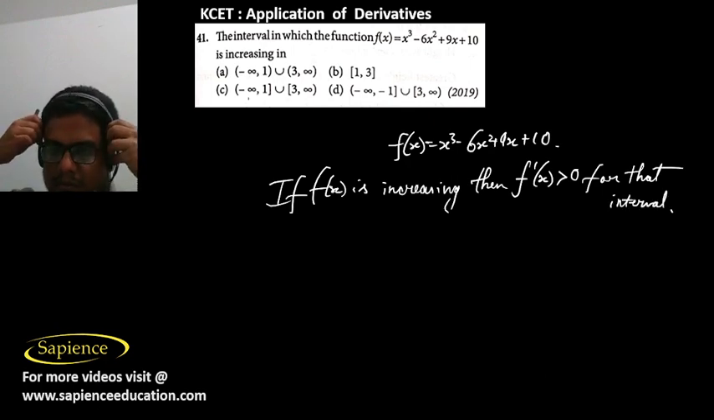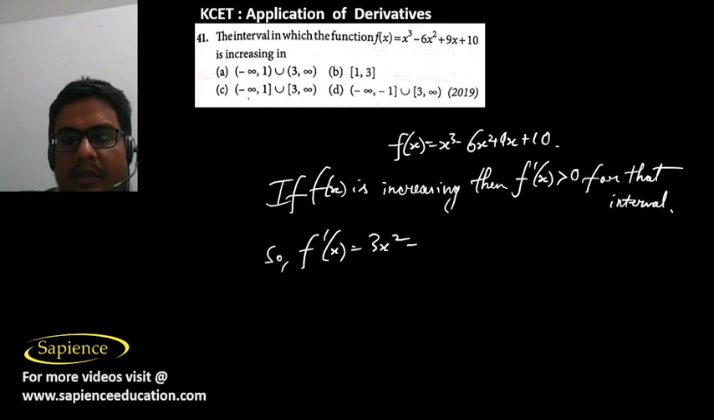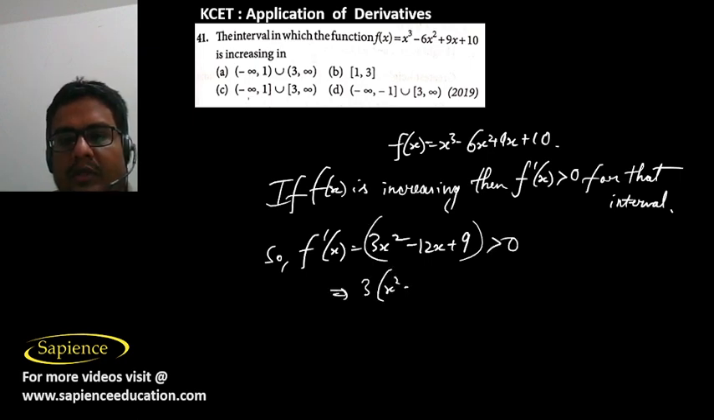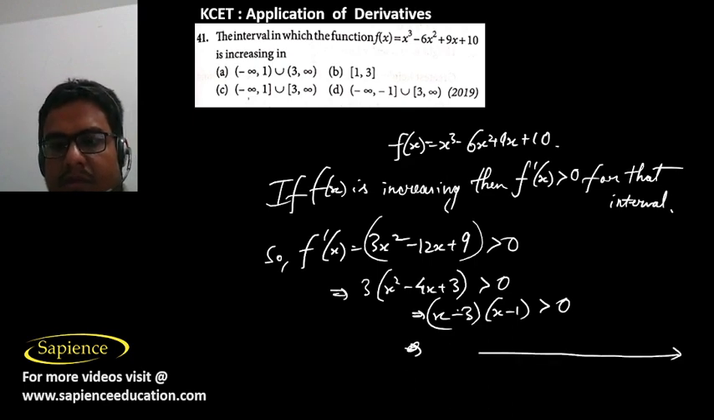So therefore f dash x will be equal to 3x square minus 12x plus 9, that should be greater. So therefore 3 into x square minus 4x plus 3, that is x minus 1 into x minus 3, should be greater. Now we can solve it by using the wavy curve method.